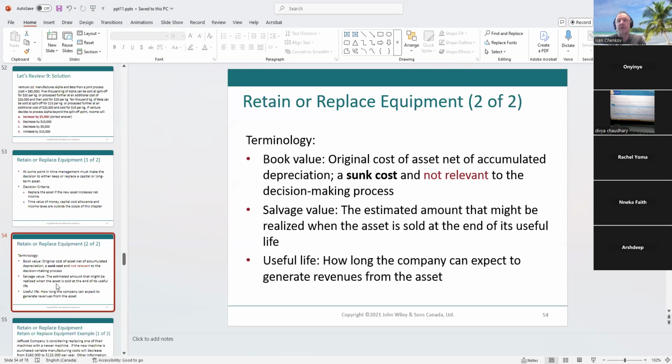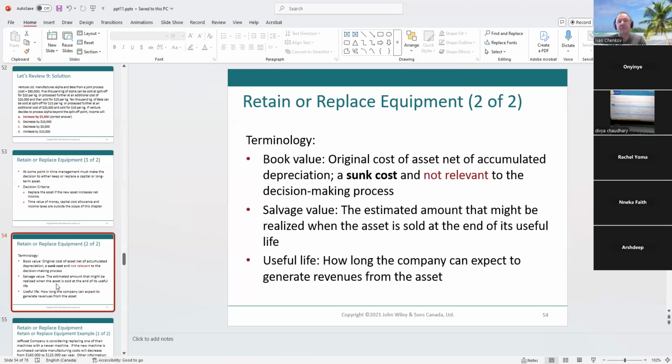Salvage value, however, we have to consider that one. Salvage value, you can also remember it as a residual value, right? So what was the residual value? The residual value is the money that we can get from the asset at the end of the life of the asset.